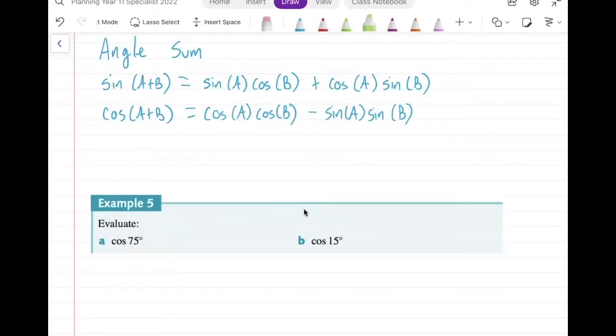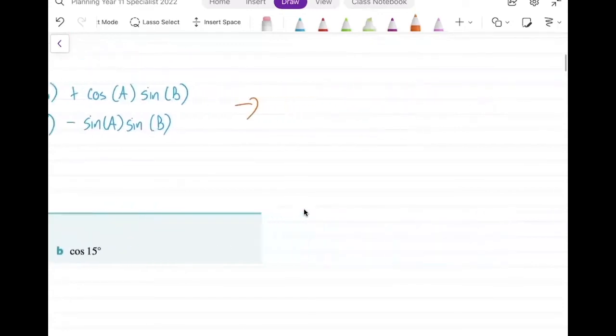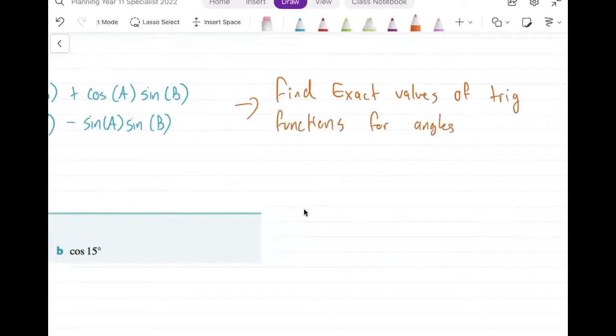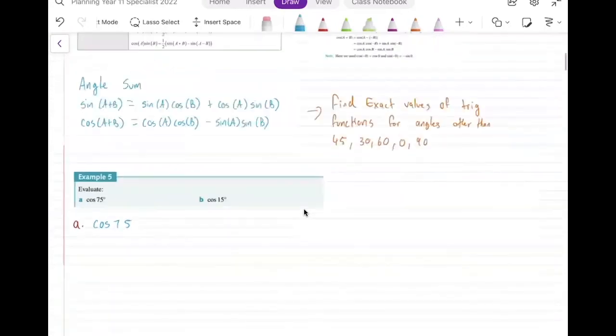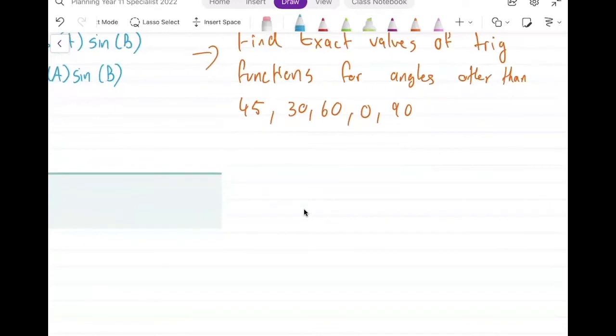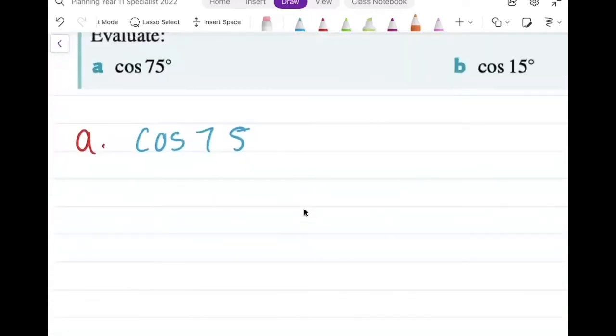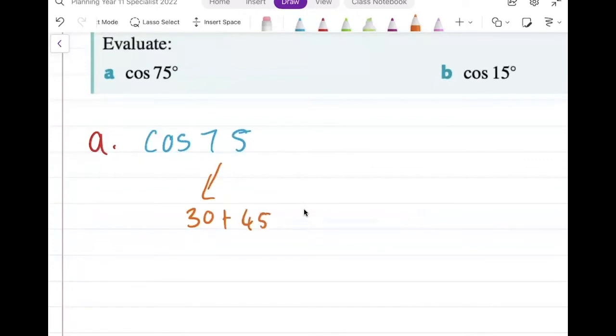Now, what our angle sum and our angle difference identities allow us to do is find exact values. So we can use these to find exact values of our trig functions for angles other than 45, 30, 60, and let's put 0 and 90 because we also have exact values for those as well. For this first one, and we'll just do one of these because I think you guys will get the idea relatively quickly, if I have cos 75, now that is not one of my exact values I have over here. However, 75 is in fact 30 plus 45.